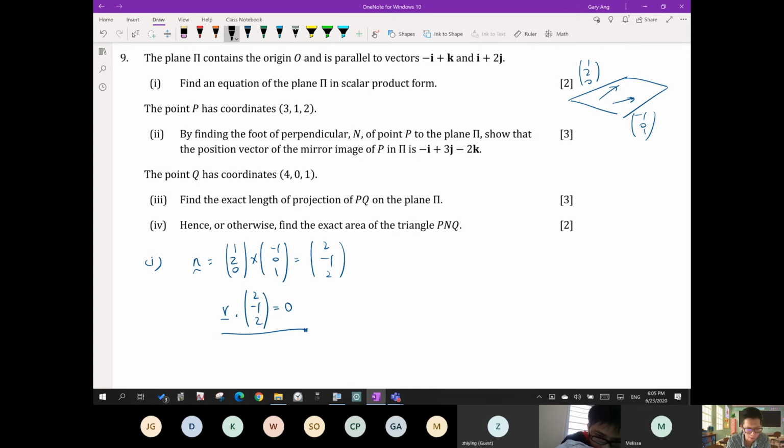So 2 marks, how to give? I think you get the normal correct, you get 1 mark, and you get this correct, that's 1 mark. So that's it. Seriously easy. Let's move on. I have a point called P.